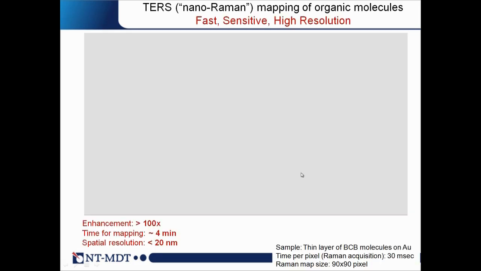So now I'm going to show you a video of a real experiment, which is tip enhanced Nano-Raman, and it's going to be very fast Raman, very sensitive and very high resolution. The sample is a thin organic layer of molecules on a gold substrate. Here you can see the measurement parameters: enhancement of more than 100x, 4-minute time for the whole Raman mapping, and spatial resolution less than 20 nanometers.